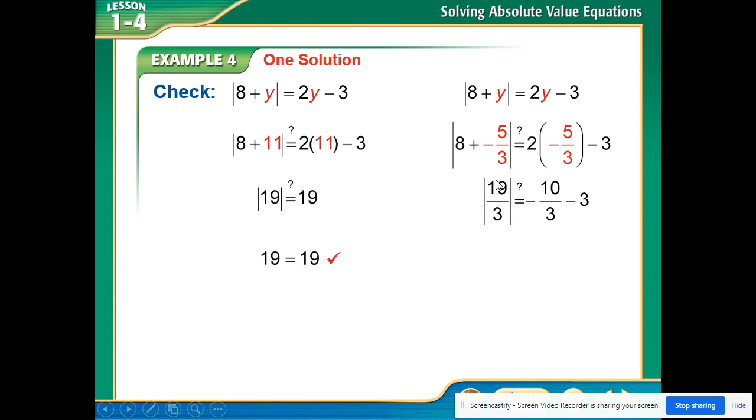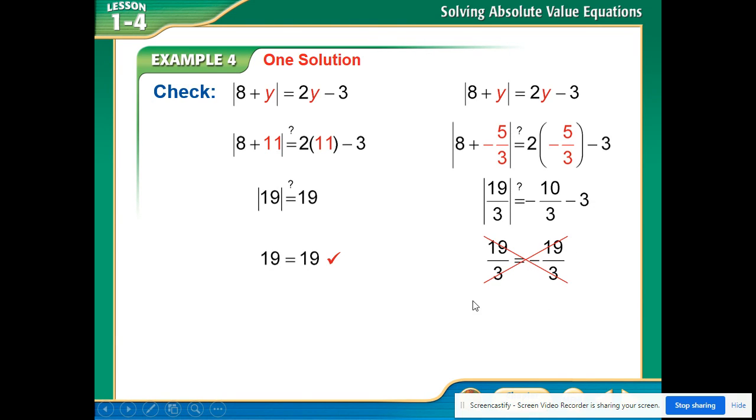What happens? We get 19/3 over here, and we have negative 10/3. 2 times negative 5 is negative 10. And then, of course, the minus 3. So we're still going to have to subtract that. And this is 19/3 equals negative 19/3. As close as they are in terms of the lettering, one just being positive and negative, they're not the same number. And so we can't have that.